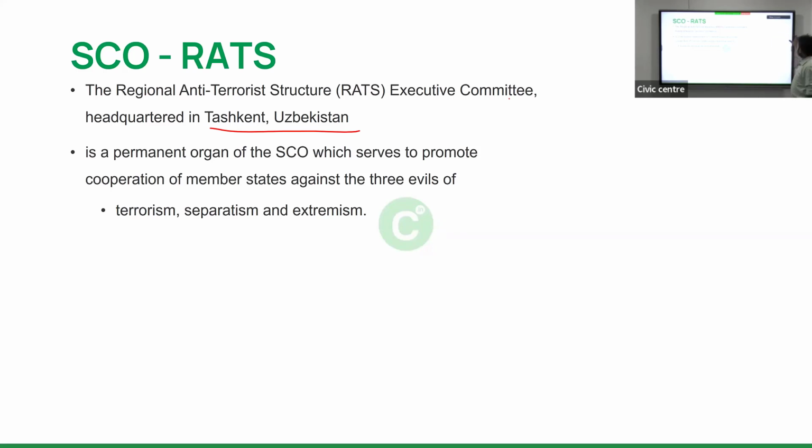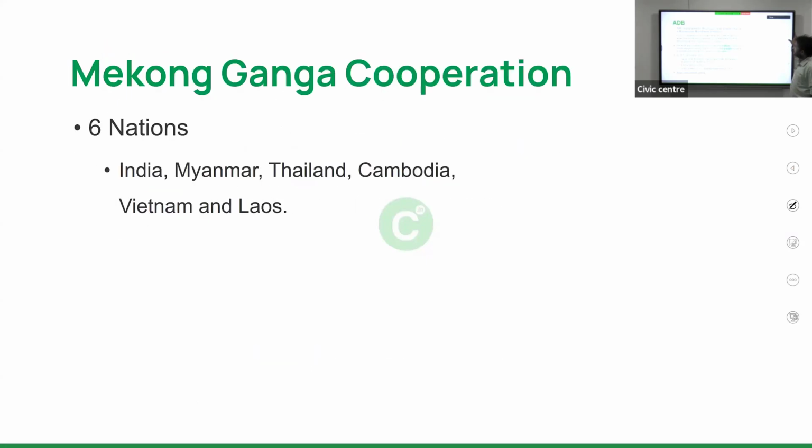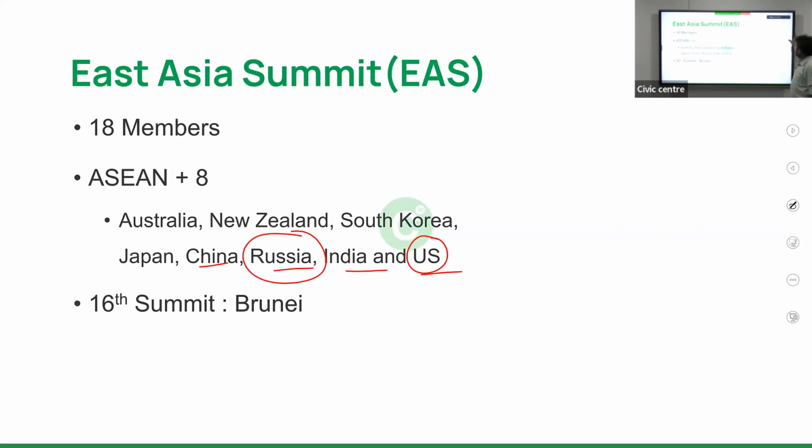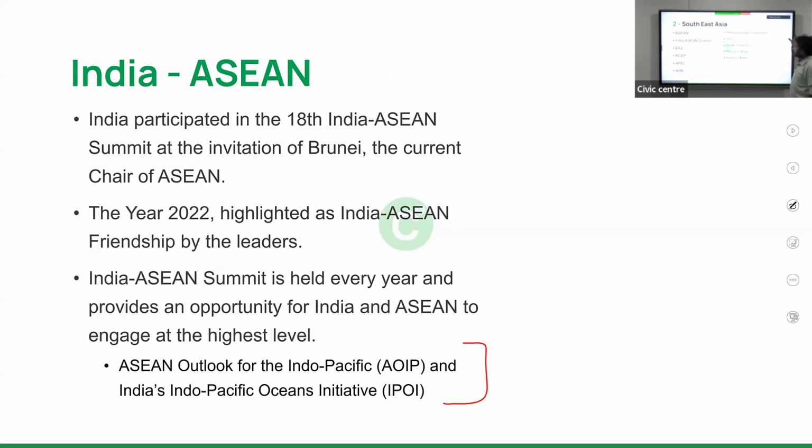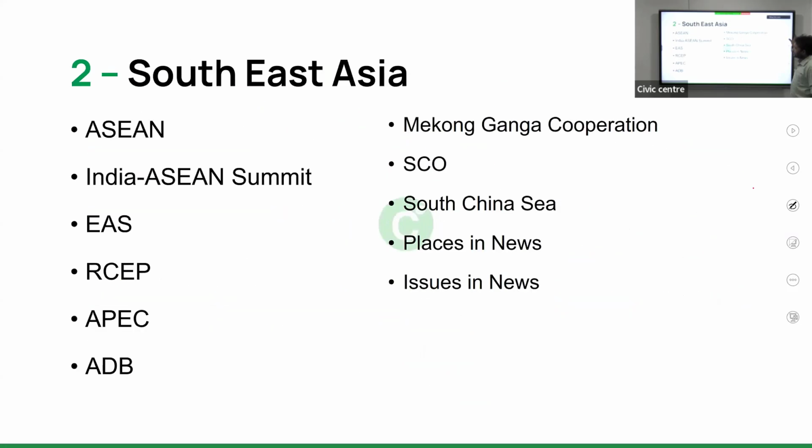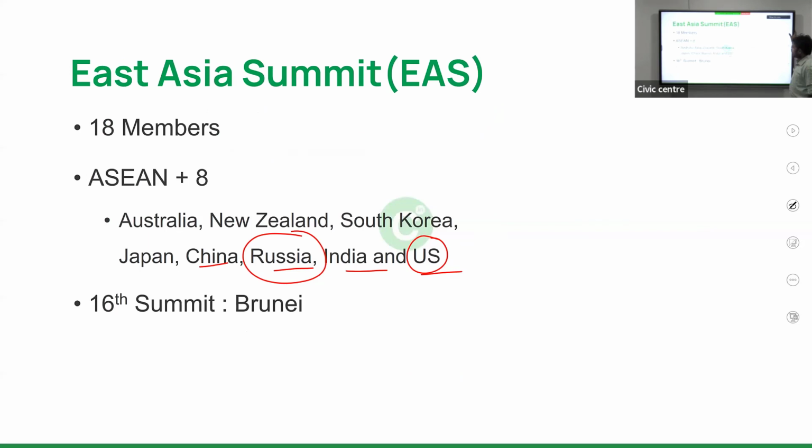When it comes to Southeast Asia, very important. After Asia, we have discussed here ASEAN, India-ASEAN Summit, East Asia Summit, RCEP, APEC, ADB, Mekong, SCO, then South China Sea. So what is meant by South China Sea?